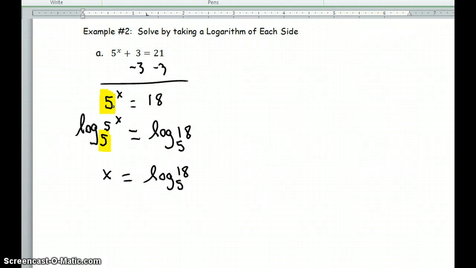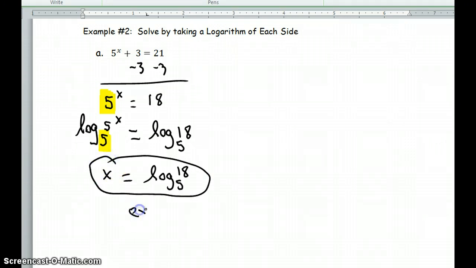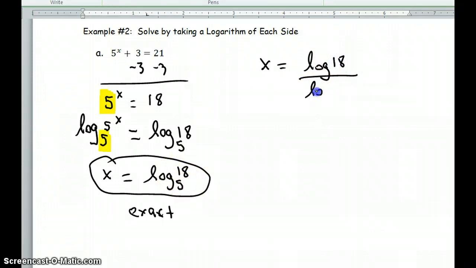All right, now, this is done if we want to leave this exact. If it says in your directions to round to a certain amount of decimals, then we'll use our calculator real quick. And I'll show the work over here on the calculator. You're going to do the change of base rule, which just says I can use log or natural log. I'm going to use log again. I'm just going to take the log of the 18 and divide it by the log of the 5.